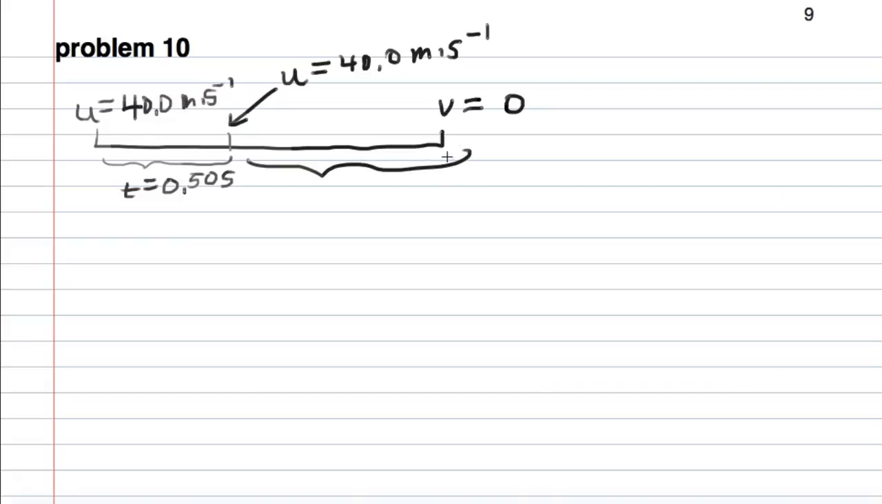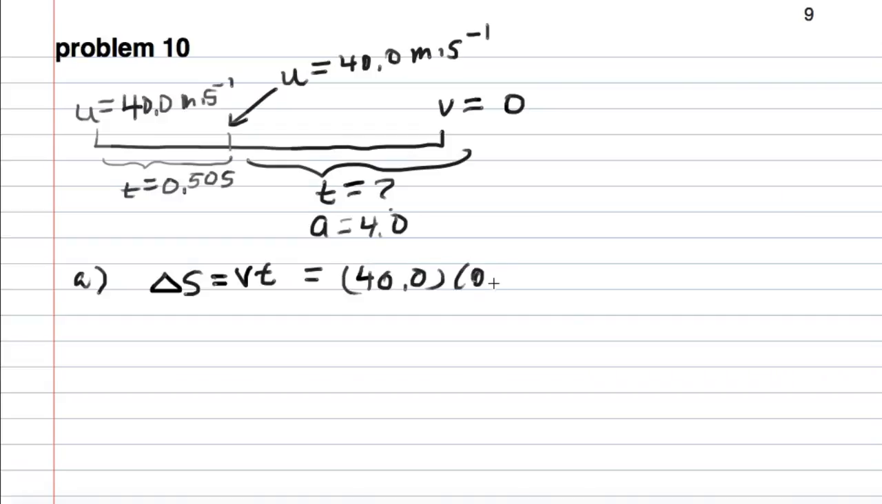So we don't know the time for the second part. So let's first get the time, and we know the acceleration is 4. So let's get the total time the car travels before it stops. To begin with, we need to start with the equation delta S equals Vt. We're going at a steady rate to start with for half a second. And so what we're going to end up getting is 20.0 meters, and then we slam on the brakes and come to rest. So this is for the first part.